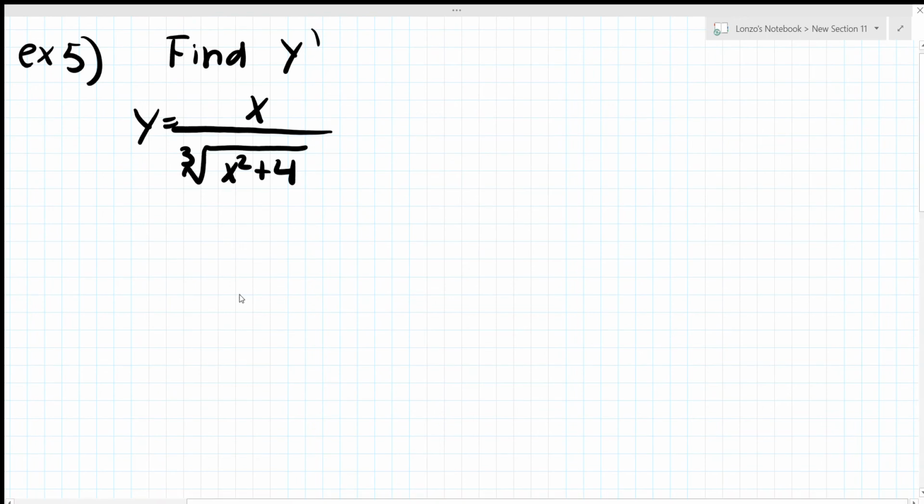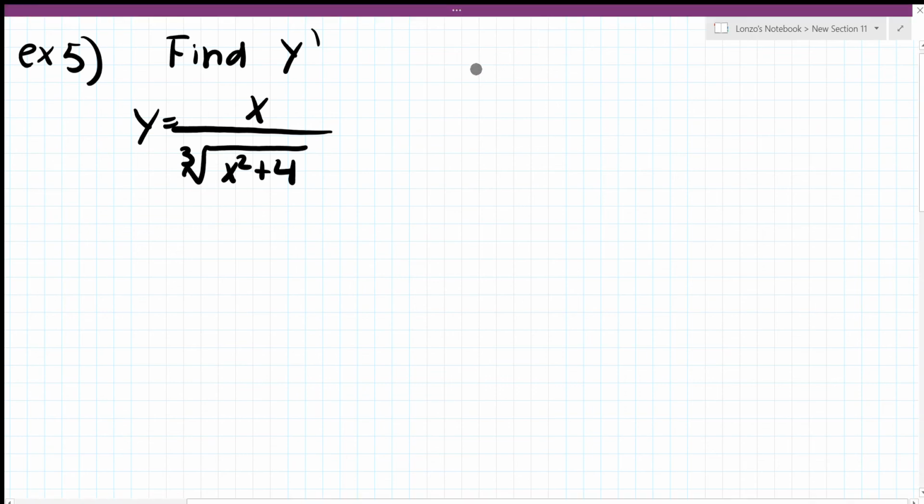Okay, 2 more examples. So hopefully I can make this under 40 minutes. So first we've got to find y prime. So we have the radical again, example 5. For this one we're going to use the quotient rule, and then we're going to use the product rule.